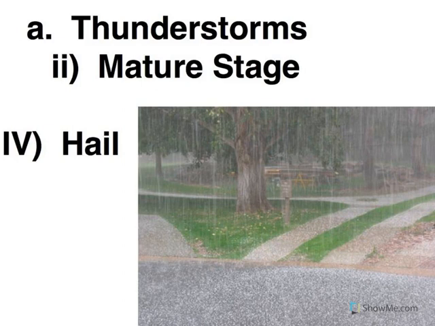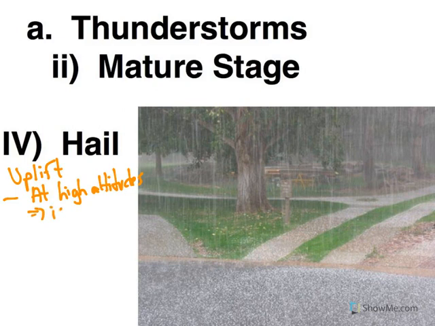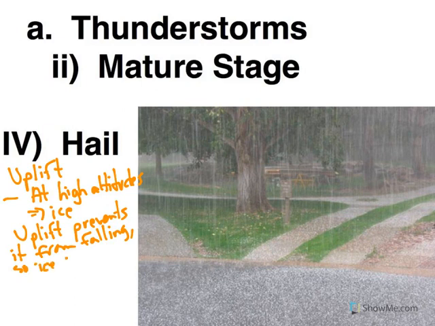Hail is often associated with very strong thunderstorms, and again it's due to that uplift. At the high altitudes, you're going to get ice formation because it is so much colder up there. But the uplift prevents it from falling. So the ice gets bigger until it's too heavy, and so it falls.